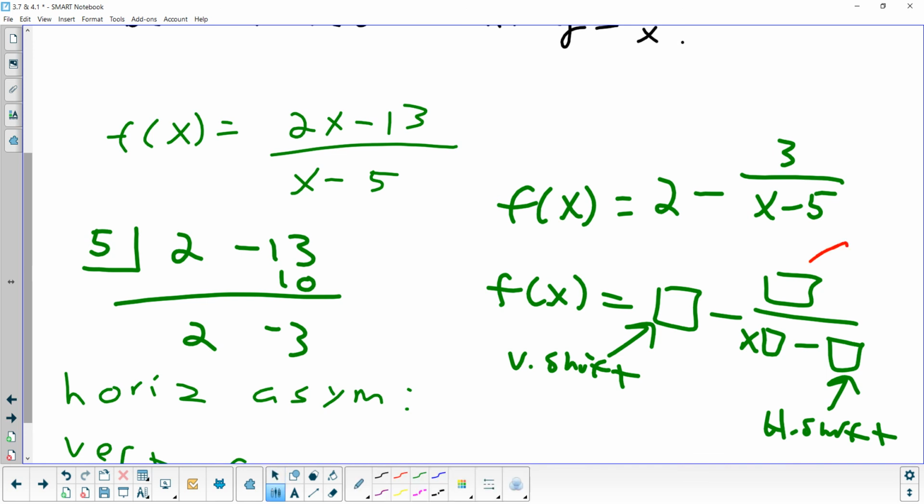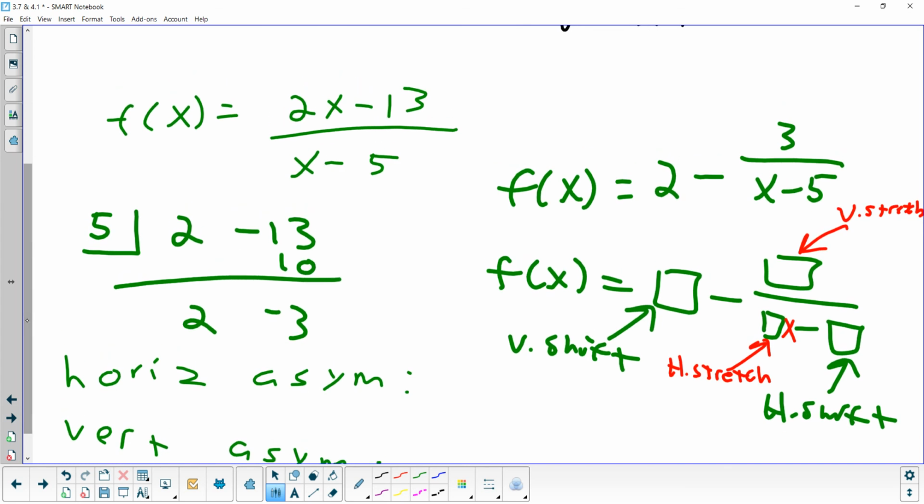This is multiplying in the top part of the fraction. That would be a vertical stretch. This is multiplying inside, right next to the x, like 3x or 2x. And that would be a horizontal stretch. It's exactly the same as when we studied parabolas. So, horizontal asymptote in this case, y equals 2. We've shifted up 2.